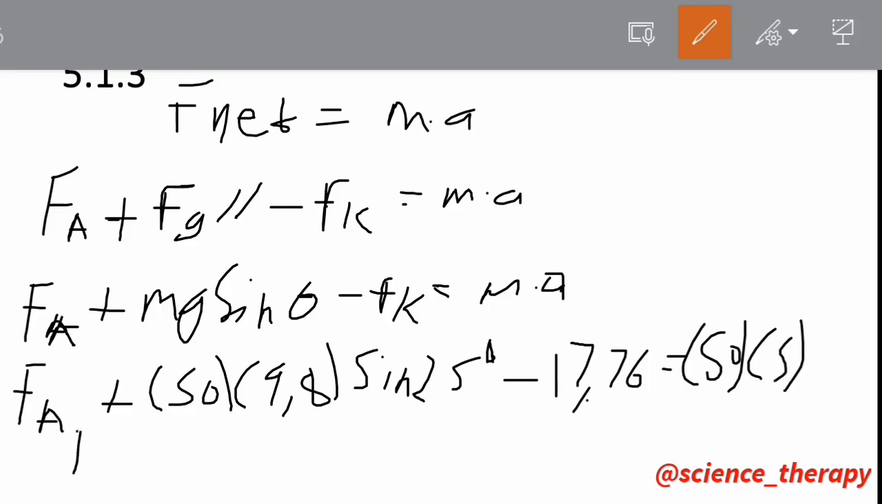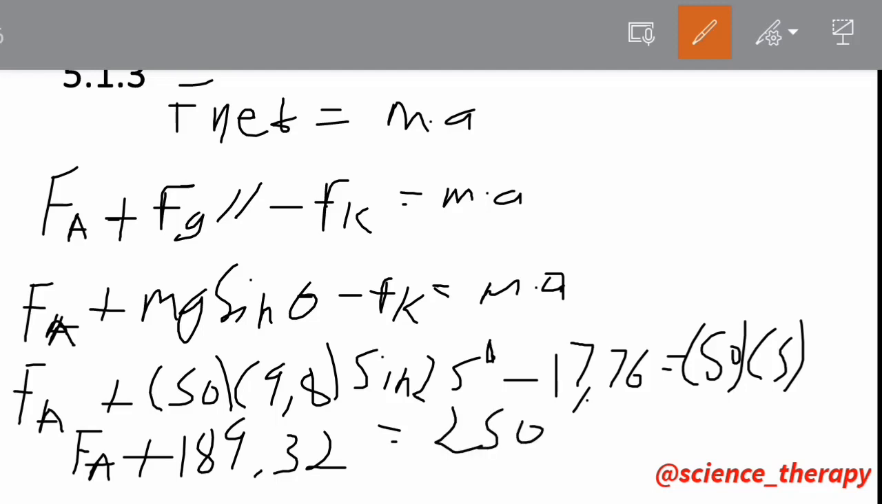Now it's just a matter of saying Fa. Then we punch all that in a calculator: 50 times 9.8 sine 25. And what do we have? We have plus 189.32. Then on the other side, we have 50 times 5, and that gives us 250. So the 189.32, we got it from saying 50 times 9.8 sine 25 degrees minus 17.76. Then we have 189.32, and that is equal to 250.